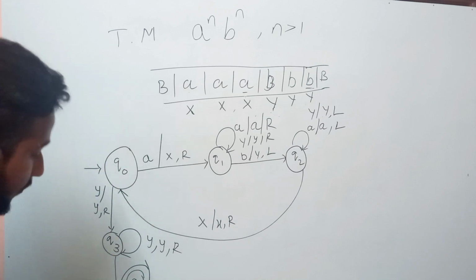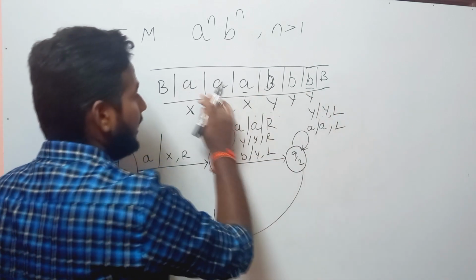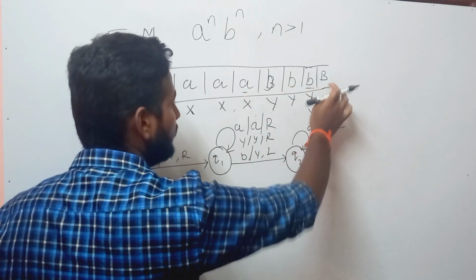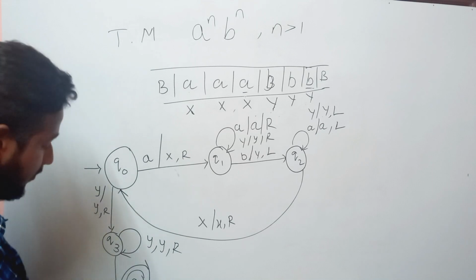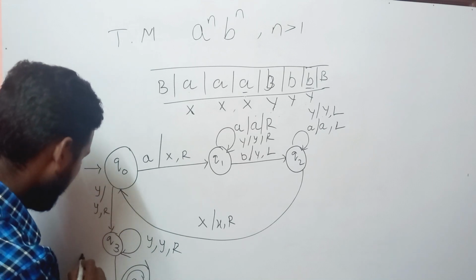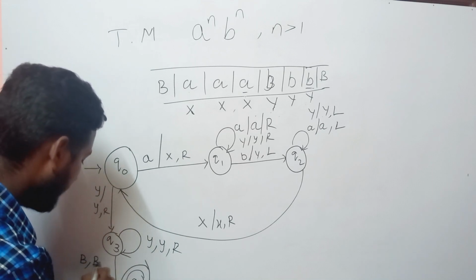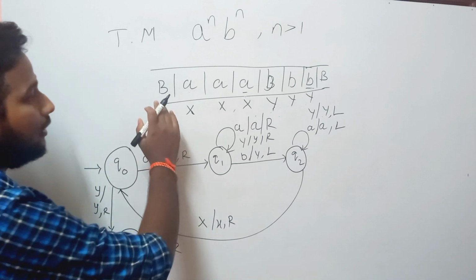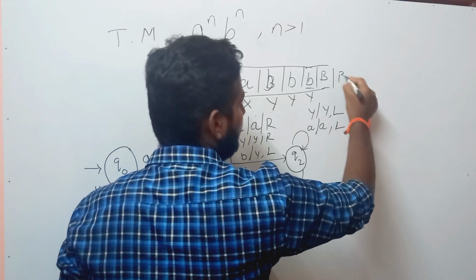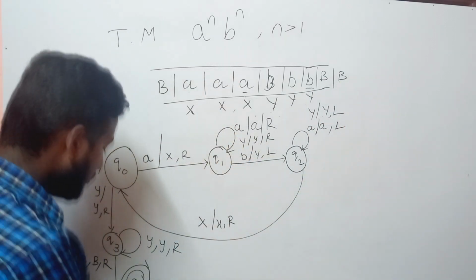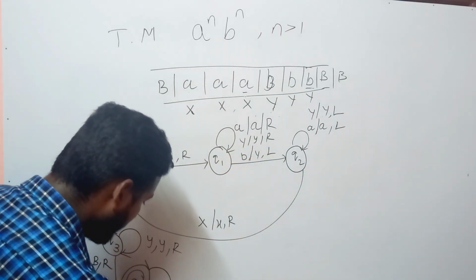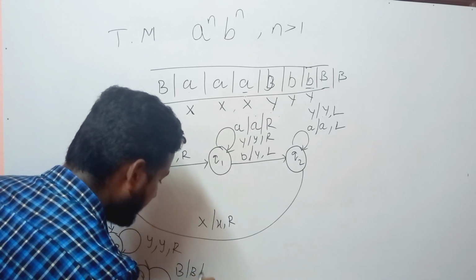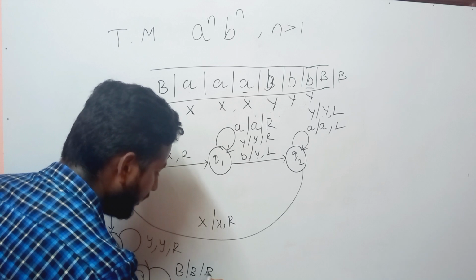This is the final state, which means an equal number of A's were made into X and an equal number of B's were made into Y. Then it reaches the final state Q4, where the blank remains as blank and moves rightward. On the input tape, we have multiple blanks, so for this we put another self loop. This blank remains as blank and its direction moves towards the right.